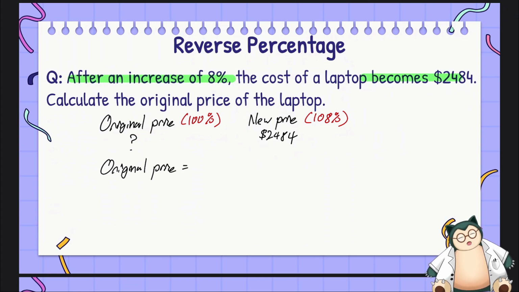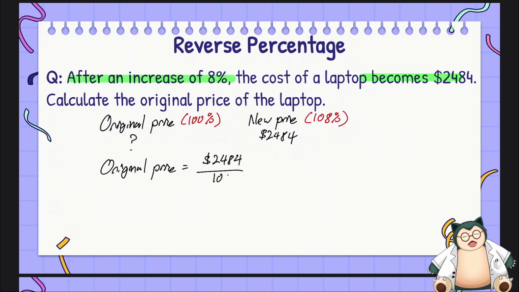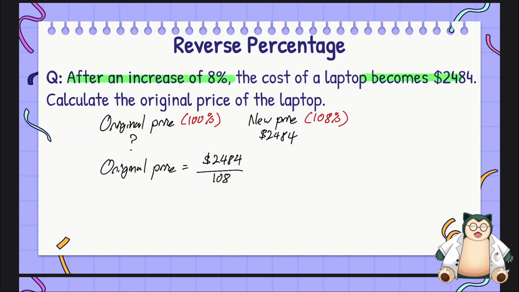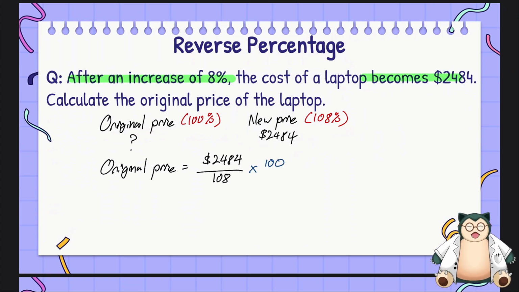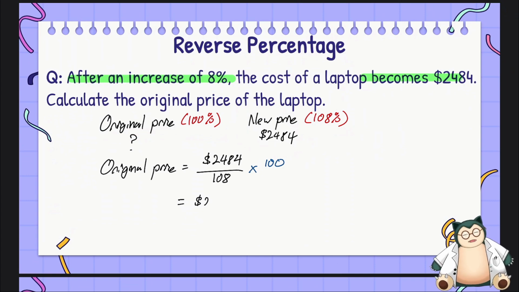If our new price is 108%, to get back the original price, what we do is we take the new price of 2,484 and divide it by 108. So what we're actually doing is finding out what is 1% over here. And then afterwards, we multiply by 100 to get back our 100%, which is our original price. Okay, so now let's do it. 2,484, you divide by 108, multiply by 100. So this will get you $2,300.